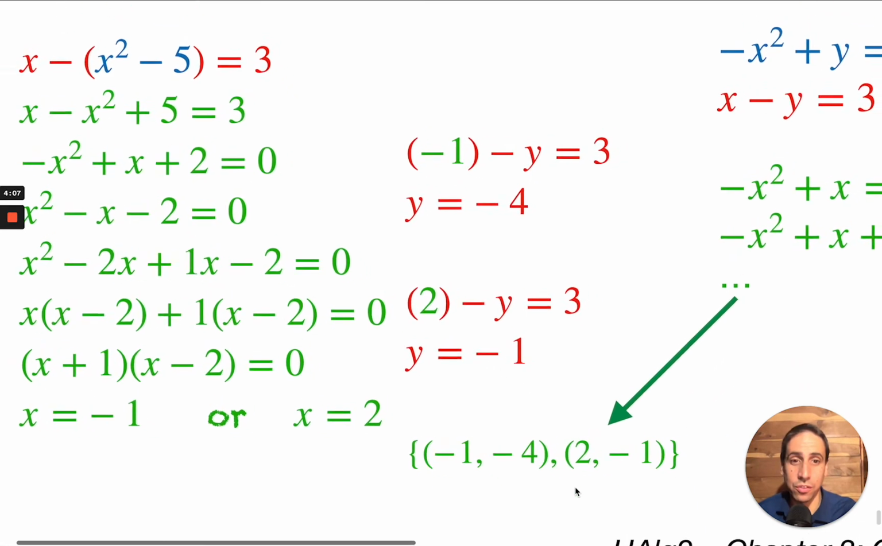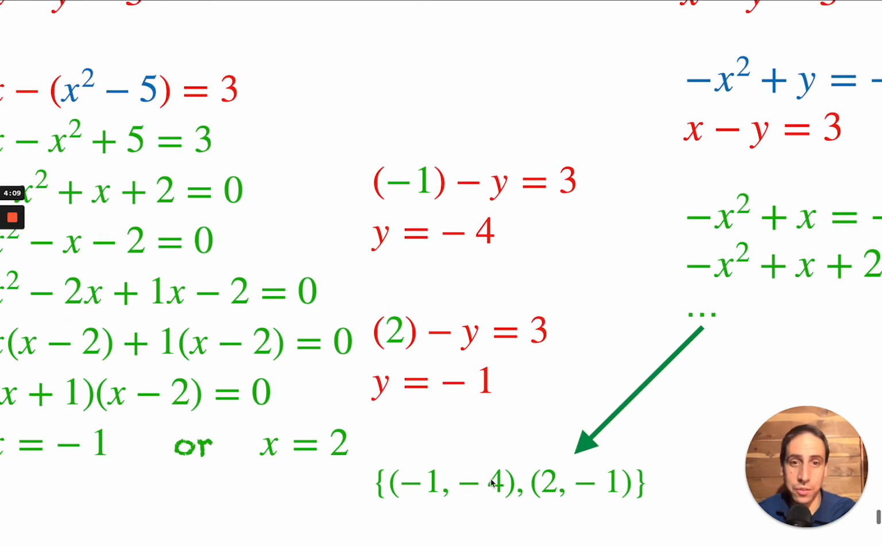So you can see there's a solution set here. There are two different locations on the graph. There are two different ordered pairs that satisfy this system. The first one has the x value of negative 1 and y value of negative 4. The second one has an x value of 2 and a y value of negative 1, as we calculated here.